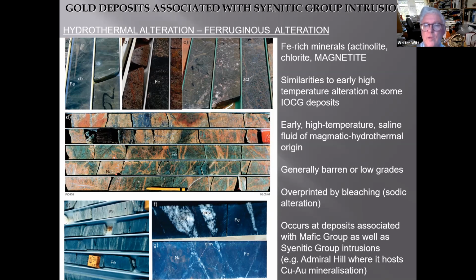They're overprinted by a bleaching or sodic alteration, which is nicely demonstrated by the central photograph, taken from drill core at Butcher Well. This ferruginous alteration has also been seen in association with some Mafic Group intrusions, as for example at Admiral Hill, and the three lower photographs are from Admiral Hill, where that alteration is associated with, so far, uneconomic copper-gold mineralisation.